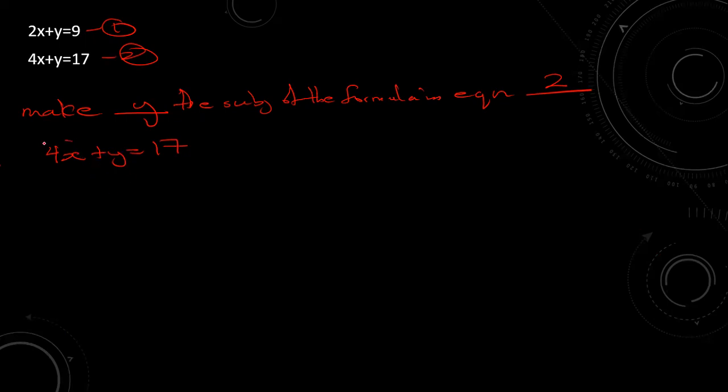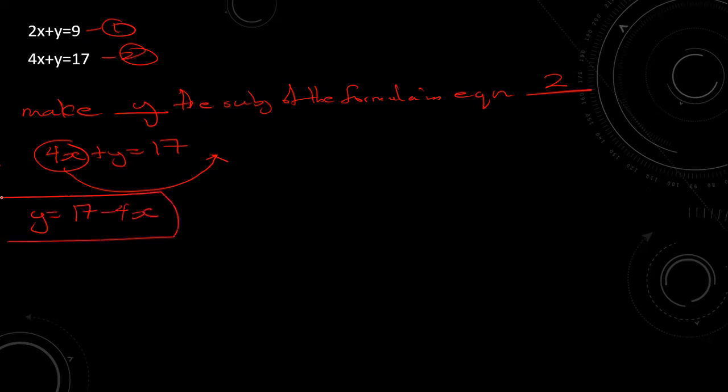All right, so we want y to be the subject of the formula, so we get rid of the 4x. We can move it to this side. Once you move it to the right-hand side, it becomes minus 4x, or you can subtract 4x from both sides. So whichever you're more comfortable with, y equals 17 minus 4x. Okay, so this is what we get.